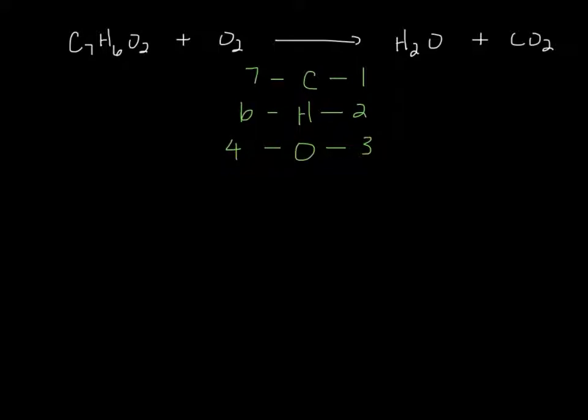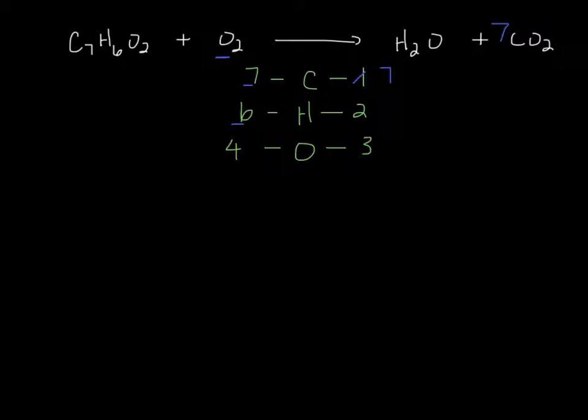So recall, whenever I have something alone, I'm going to do it last. So in this case, I have oxygen all alone. I'm going to do it last because whatever coefficient I put in front of the O2 will only change my oxygen. So I'm going to start off with 7 carbons on my reactant side. I'm going to put a 7 in front of my CO2. So I now have 7 carbons on my product side.